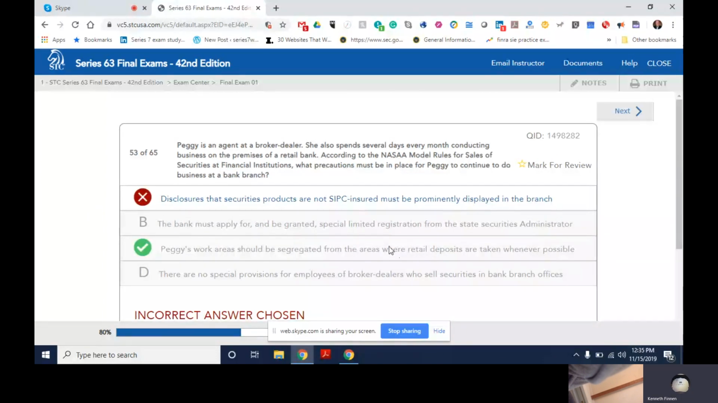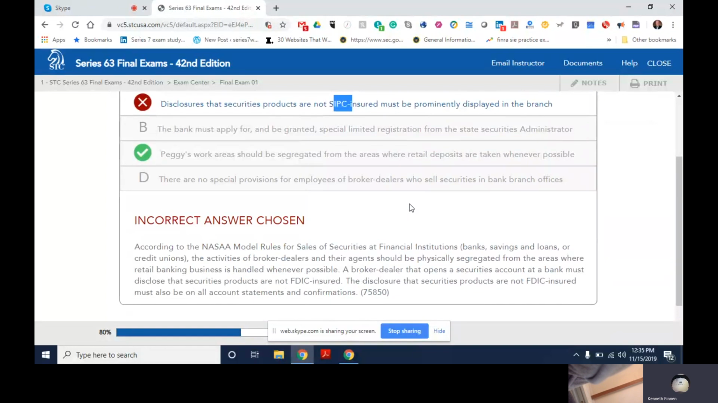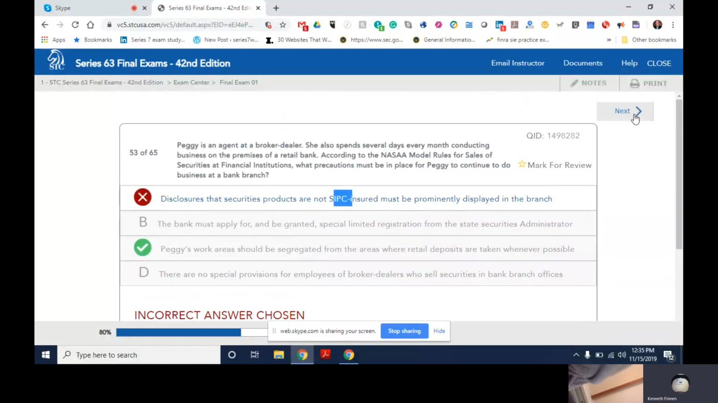So C has to be segregated, but you also have to make sure they're not SIPC insured, I guess, in the broker-dealer part. So I see why C is right, but I wasn't sure. Okay.